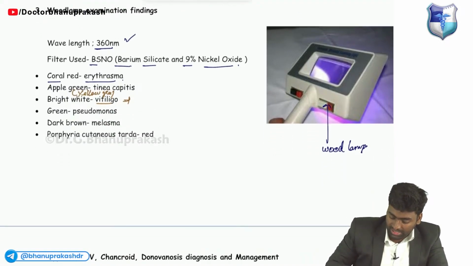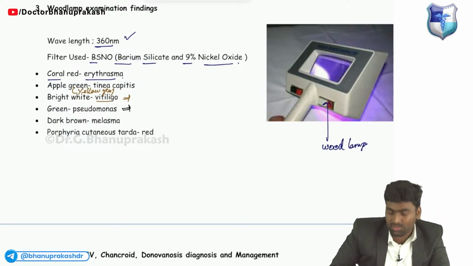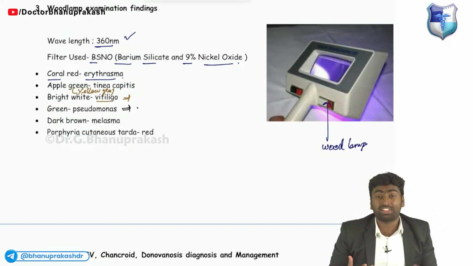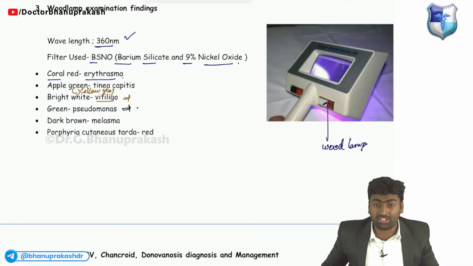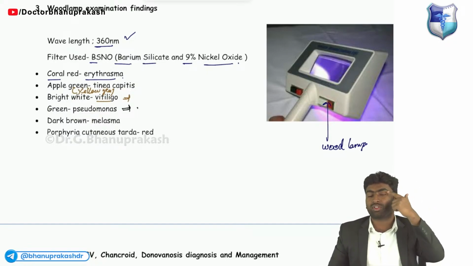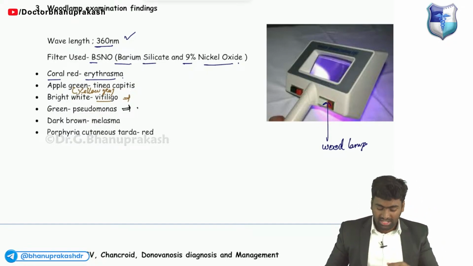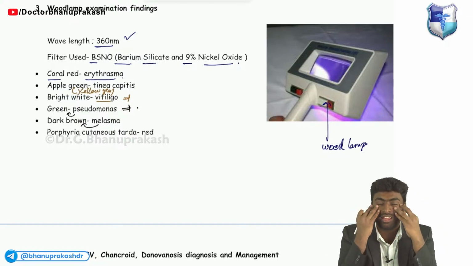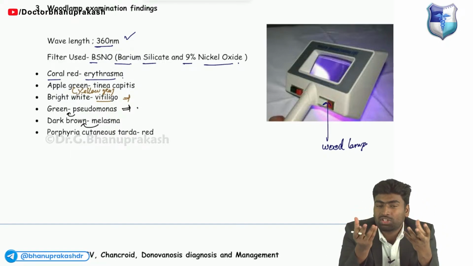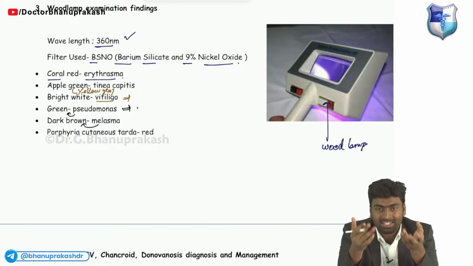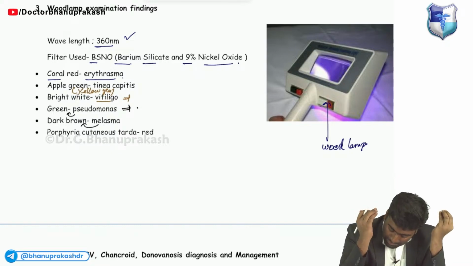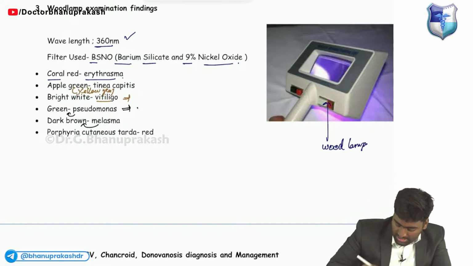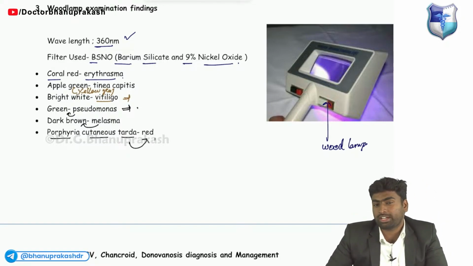Okay, next, if you see green, it is Pseudomonas, we know it produces multiple colors. One of them is a greenish color discharge. And it is the most common cause of corneal ulcer in contact lens users. So this produces green fluorescence. Whereas in the case of melasma, which we see in patients given hydroxychloroquine, mostly elderly patients, it will be dark brown in color. Whereas porphyria cutanea tarda will be red in color.